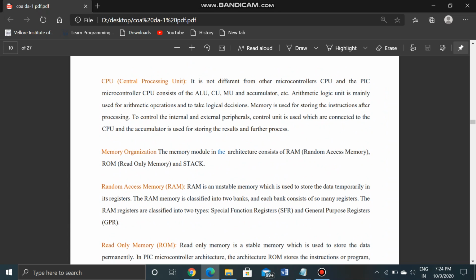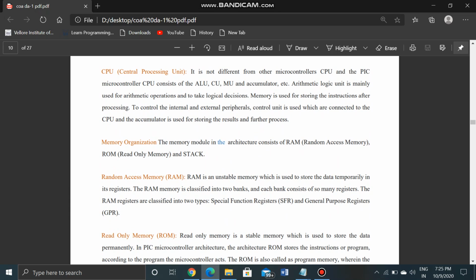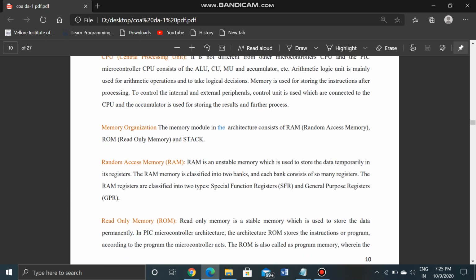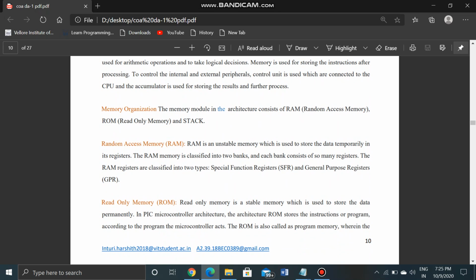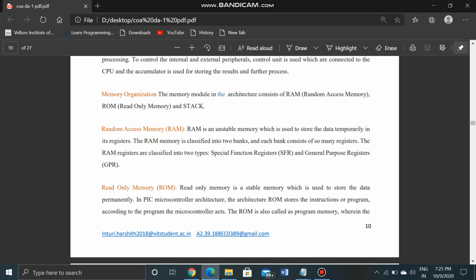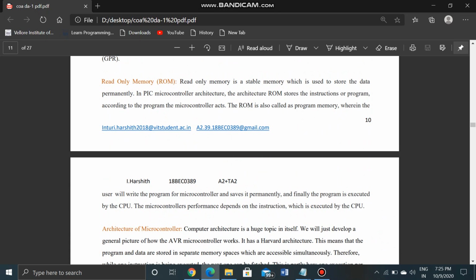Coming to the memory organization, it is the module in the microarchitecture that consists of RAM. Coming to the RAM, random access memory, it is a volatile memory used to store temporary data. The data will be erased whenever we switch off the system, or it resets whenever we switch on the system. ROM, read-only memory, is used to store permanent data. The memory will be stored even when the microcontroller is turned off. It is permanently stored until you delete it.